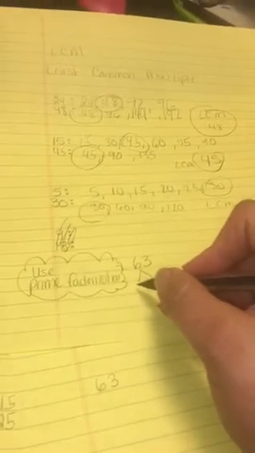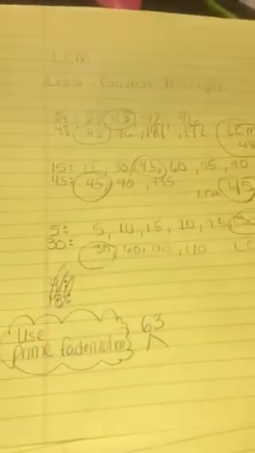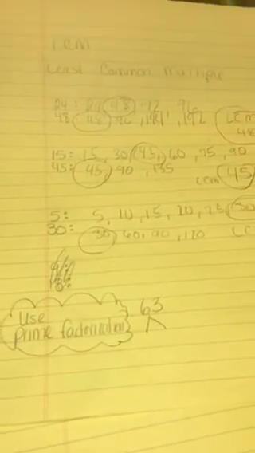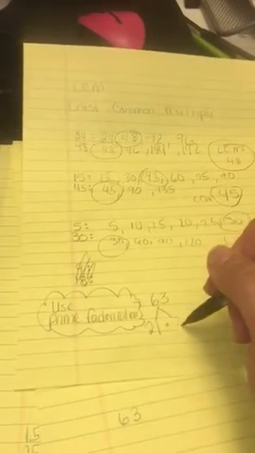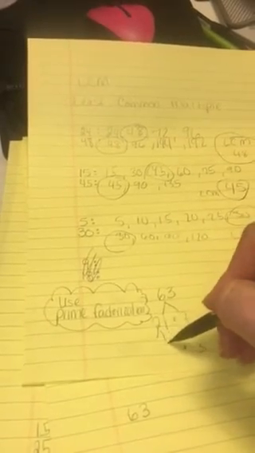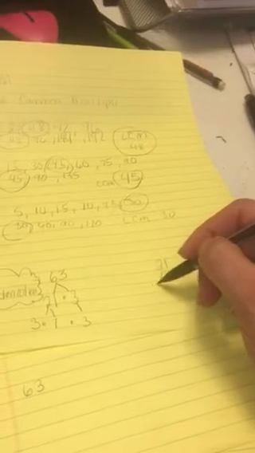However, I can do it this way. I can say, okay, 21 times 3 is going to be 63. Okay, we have to make them all prime. And then I have 7 and 3. And then I have 7 times 3.